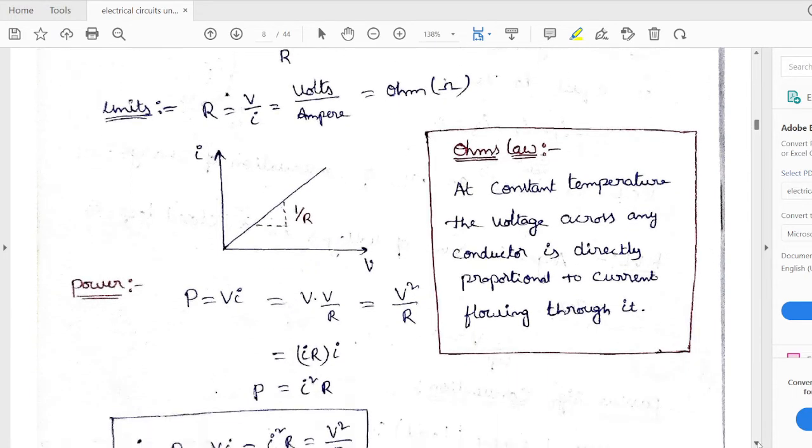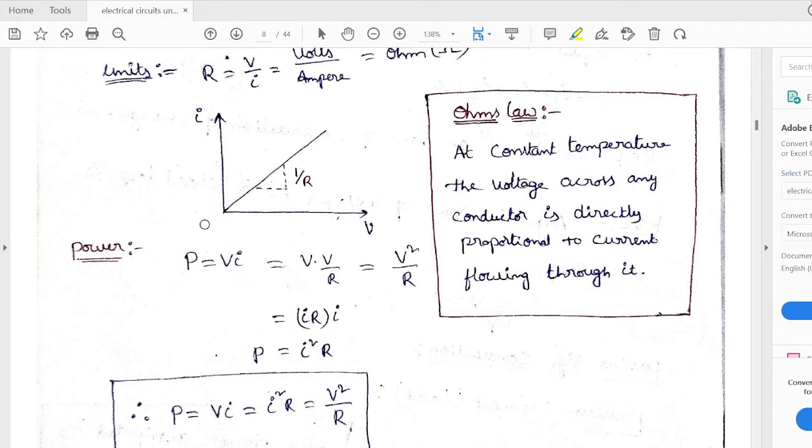Now, for example, I want to know what is the power. This power is given by P is equal to V multiplied by I. See, in place of this I, I can write V by R. So that's V into V, that is V square by R. This is another formula to find the power. Again, in place of V, I can write I into R. So if I substitute I into R, I'll get I square R. This is another way of representing power in the circuit.